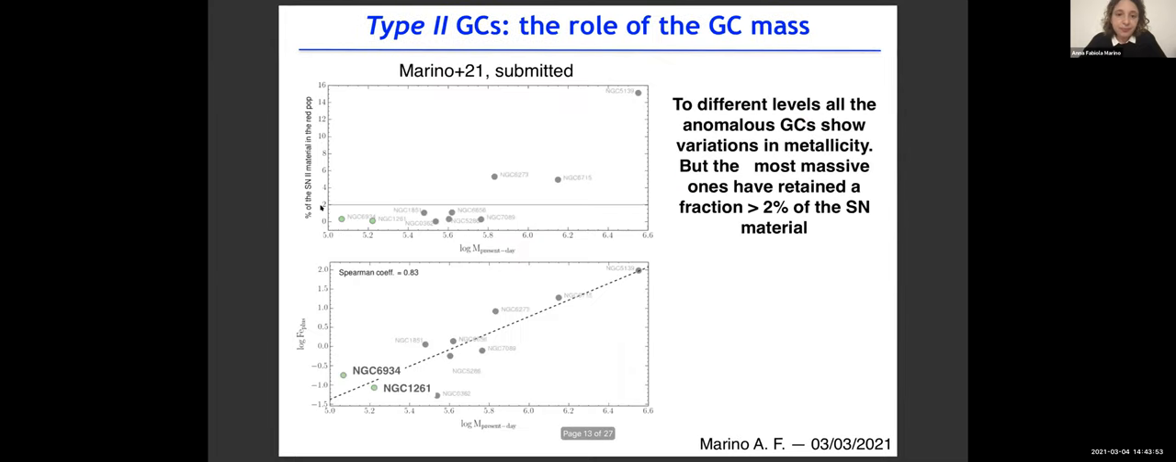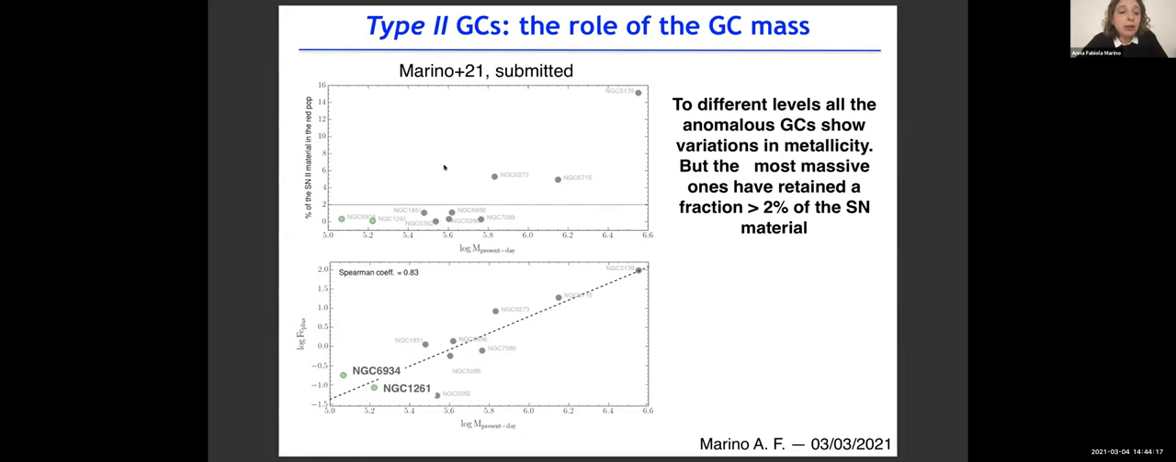So, the mass of the cluster should have an important role in this game. This is because these are the two less massive clusters in the type 2 group, and to summarize the results that we have for this class of clusters, I show you here two plots.